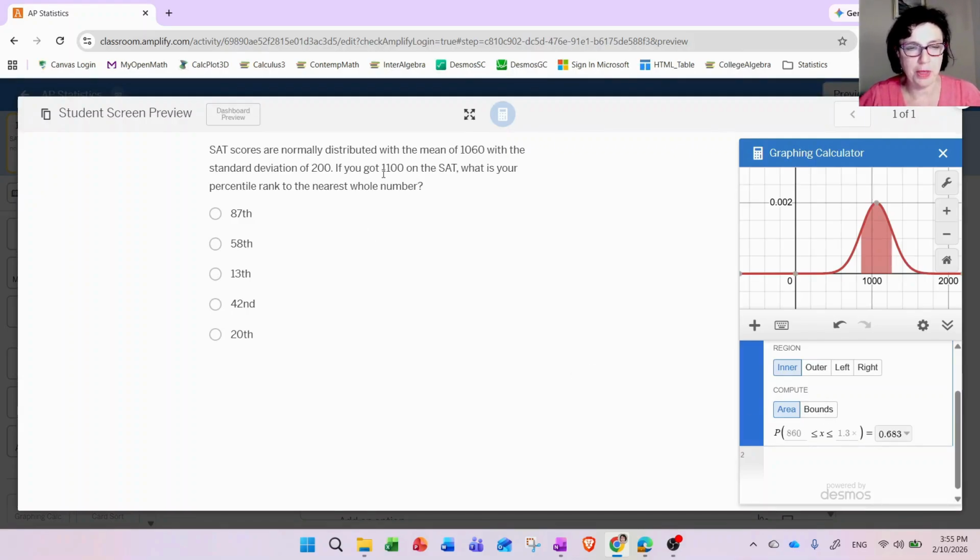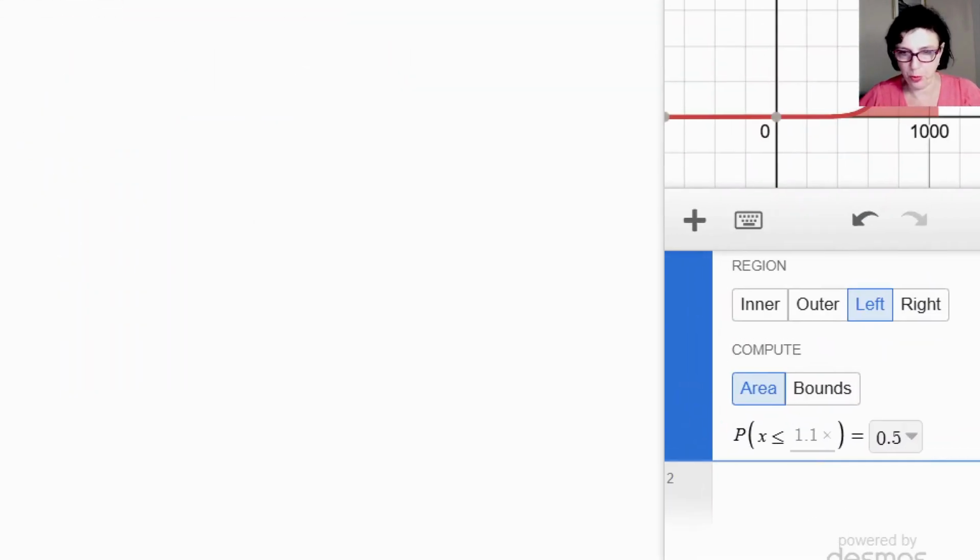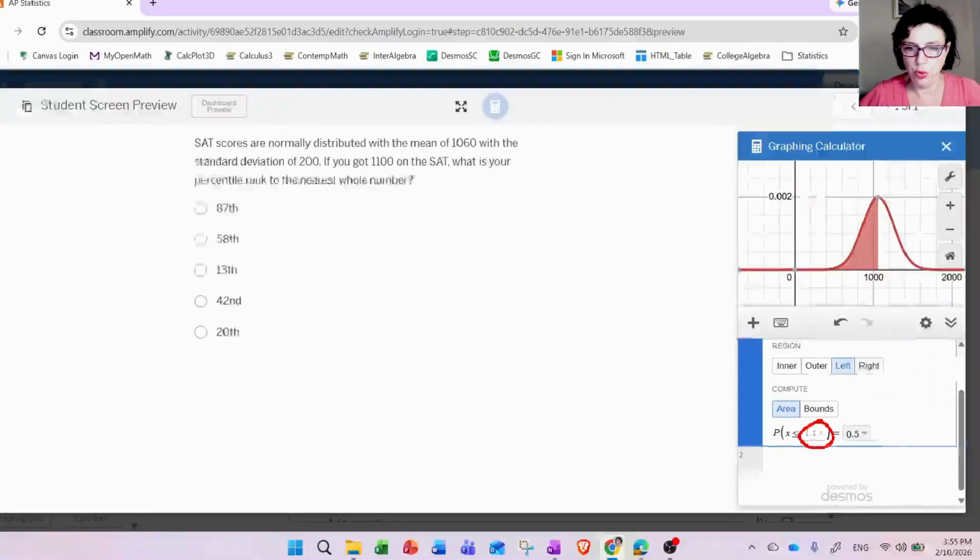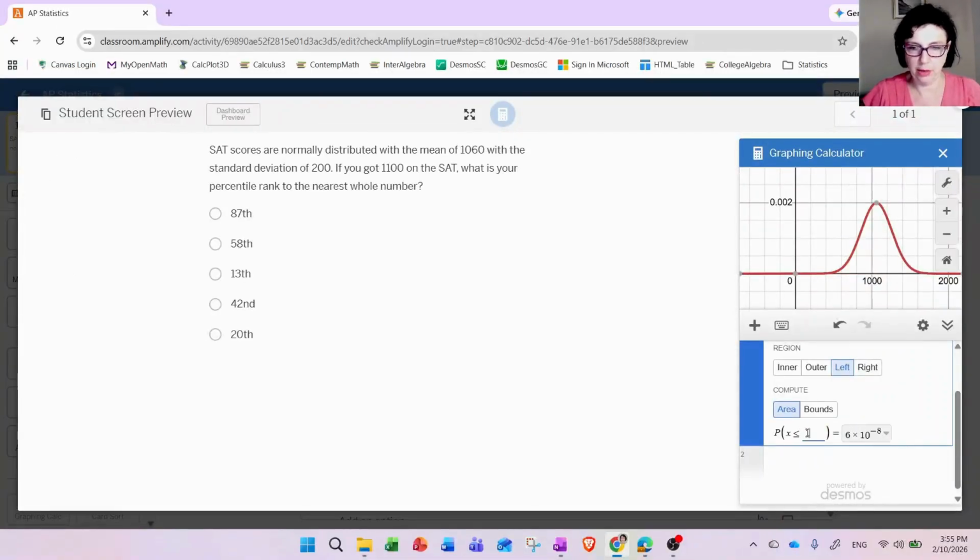Because they told me that somebody got 1100 on the SAT, that's going to be the area. And where am I going to put it? Okay, percentile, always remember, it's area to the left, the percentage of people that are worse than you. So you're going to switch to left. And then in the blank right here, you're going to put your number, and that's 1100. Okay, the calculator gave you an answer, 0.579.